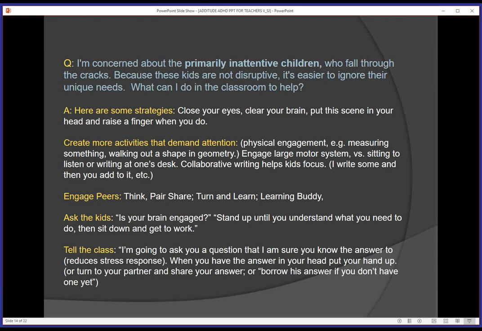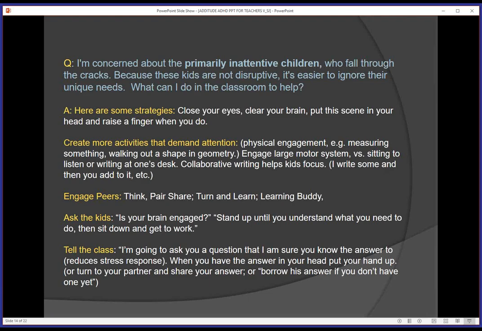Say to the class, I'm going to ask you a question that I'm sure you know the answer to. And I wrote that specifically in that way. This reduces the stress response. If you say, I'm sure you know the answer to this, they're more likely to be engaged. Some kids might say, oh yeah, she always says that, or he always says that, so I know that's a trick question. I'm not going to. Some kids, you can't control what they think, but if you set the stage for success, it certainly helps.